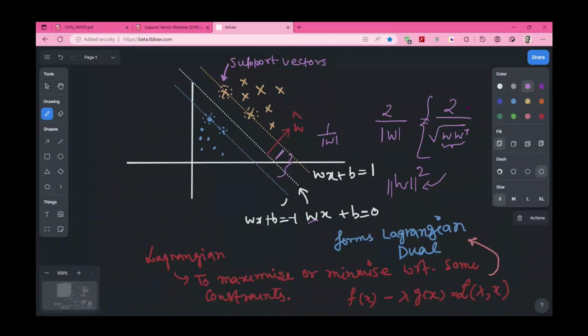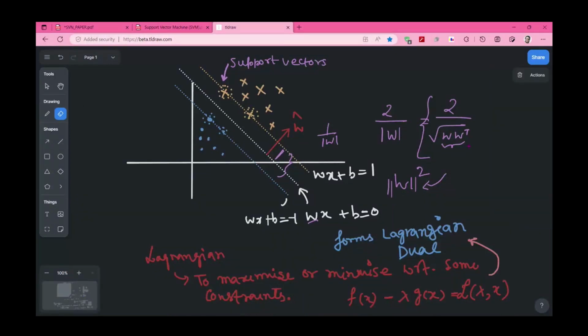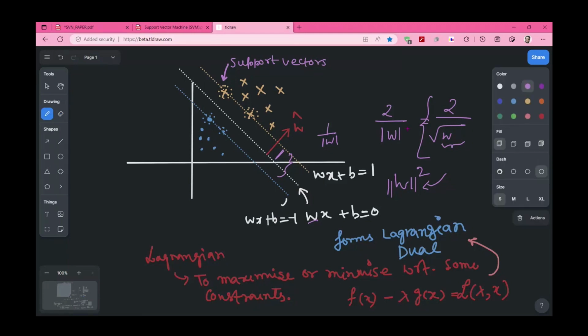Yep, w w transpose is not a scalar as far as I see. I think it should be w transpose w or something. Oh, sorry about that, yeah, I just missed it. It is w transpose w. So that is the norm of w squared.